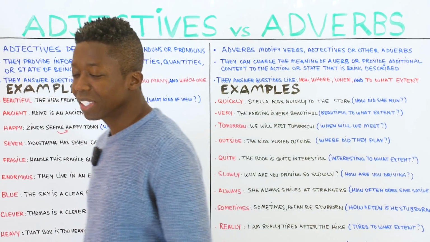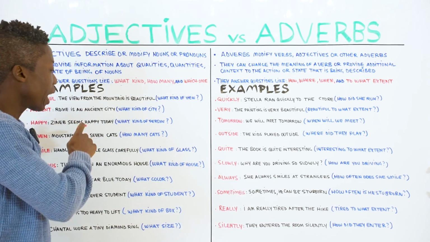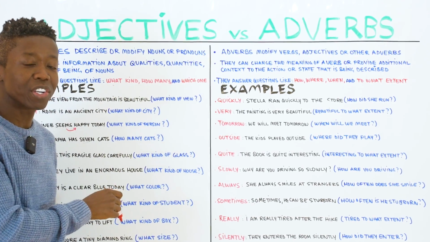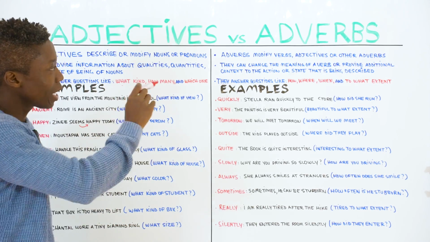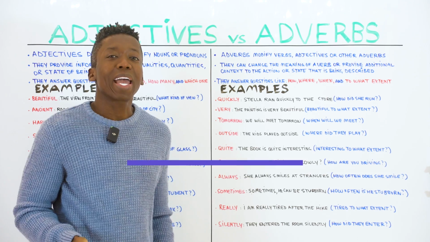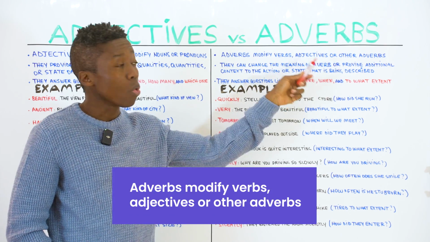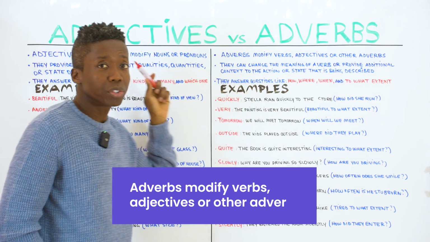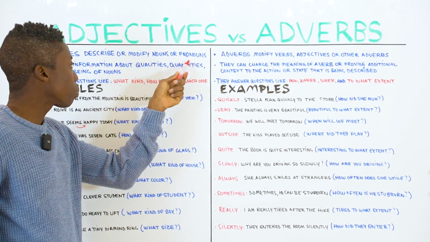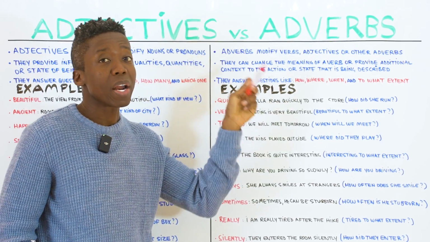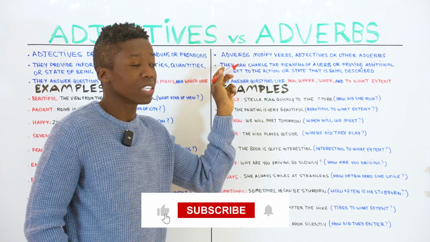All right, so now you understand what an adjective is and when to use an adjective and where in the sentence to place an adjective. Now let's talk about adverbs. What are adverbs? Adverbs modify verbs, adjectives, or other adverbs. You see that an adjective modifies a noun or a pronoun, but an adverb modifies a verb. Adverb. It modifies a verb.